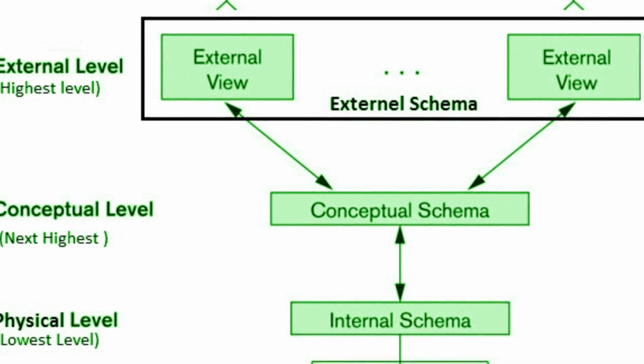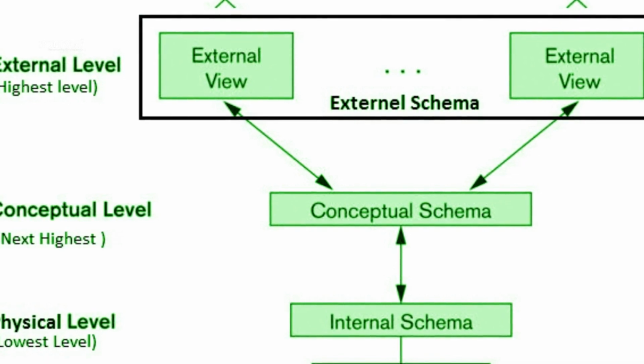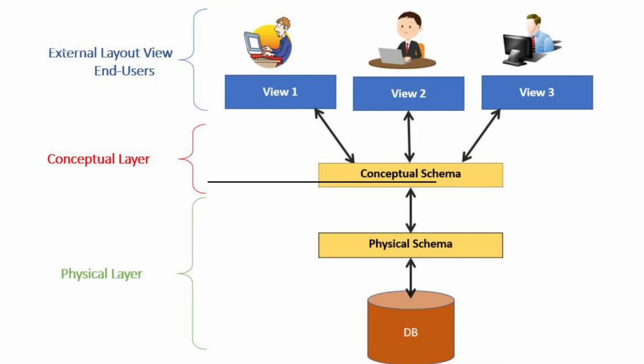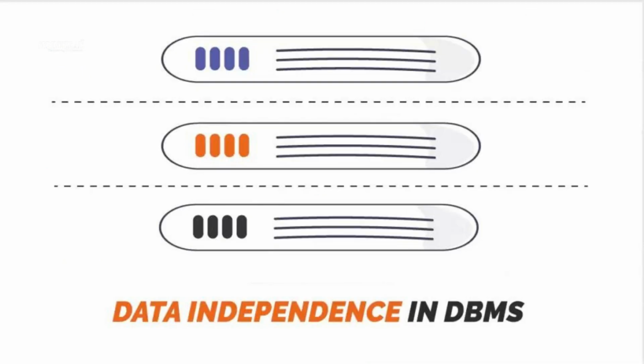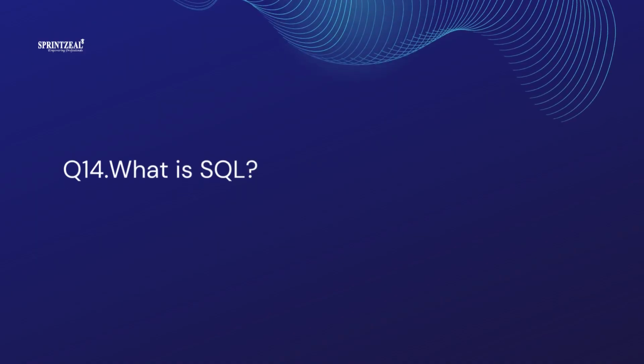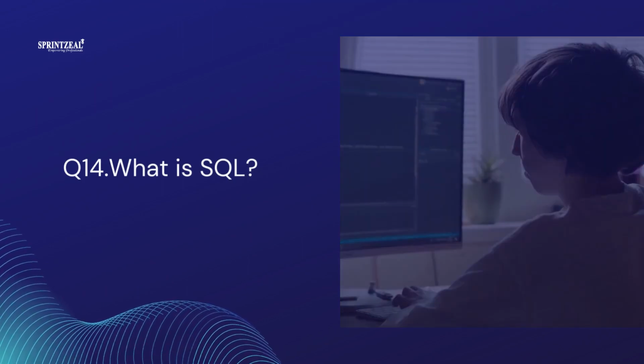There are two types of data independence. Physical data independence: it changes the schema at the physical level without affecting the schema at the conceptual level. Logical data independence: it changes the schema at the conceptual level without affecting or causing changes in the schema at the view level. Q14. What is SQL?